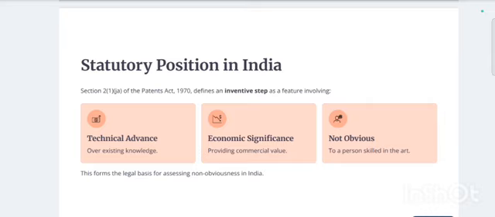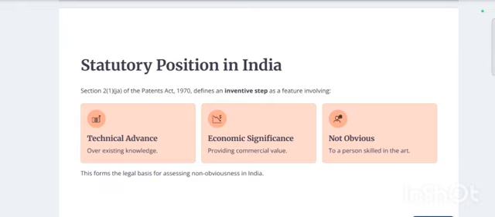So, under Section 2(1)(ja) of the Patents Act 1970, an inventive step, that is the non-obviousness requirement, is defined as a feature of an invention that involves a technical advance over existing knowledge or possesses economic significance or combines both, and which renders the invention not obvious to a person skilled in that art. This statutory definition forms the legal foundation for assessing non-obviousness in India.